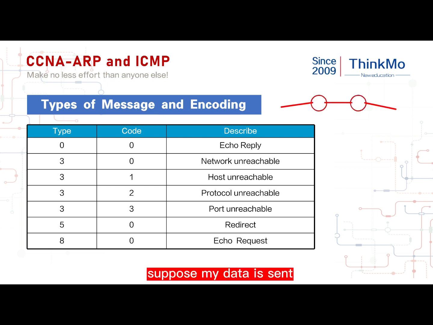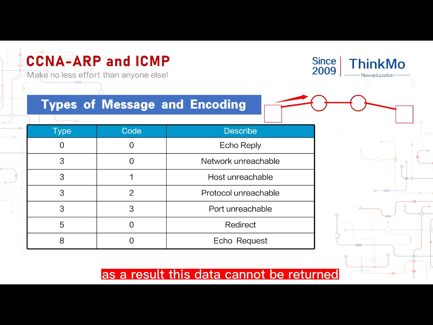Suppose my data is sent. This is the sender, and this is the destination. The data goes to the next device, and then, whatever the reason behind it, the data cannot be forwarded. This is called network unreachable.